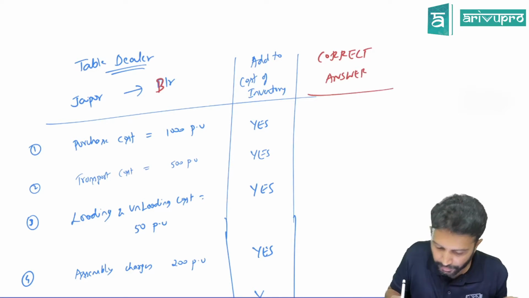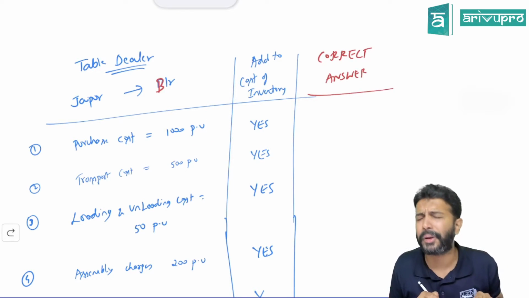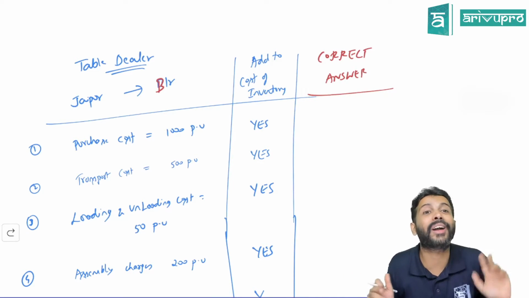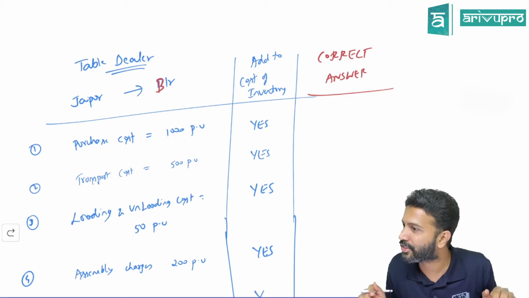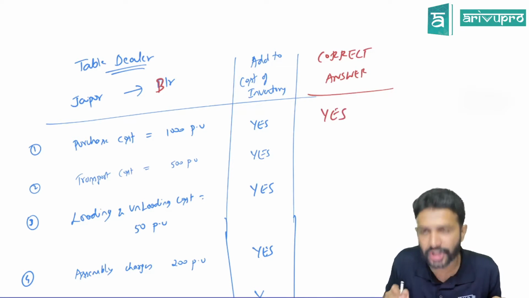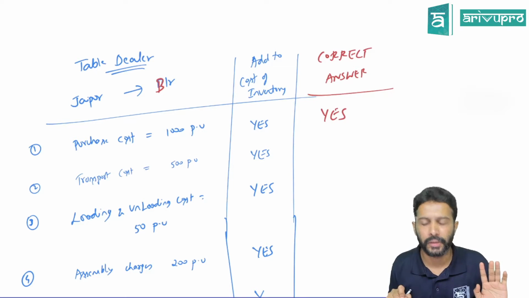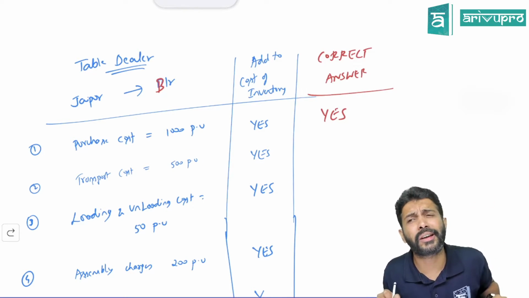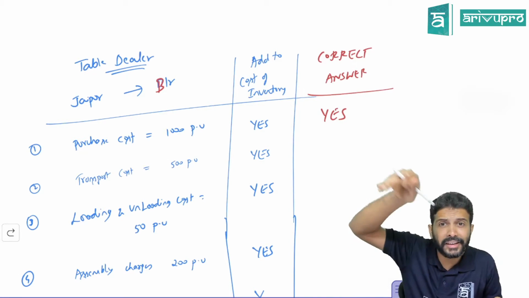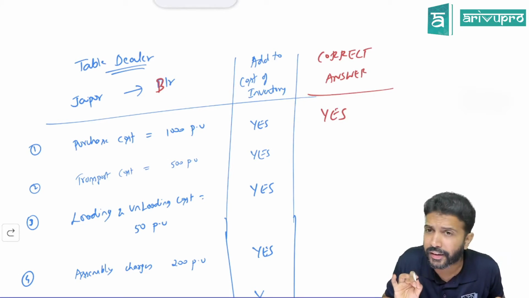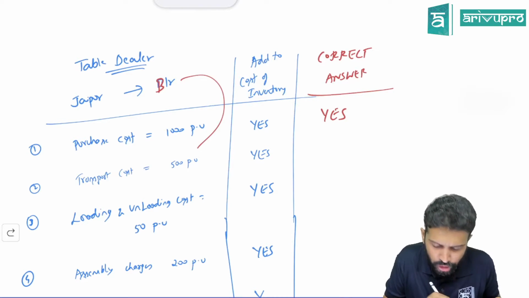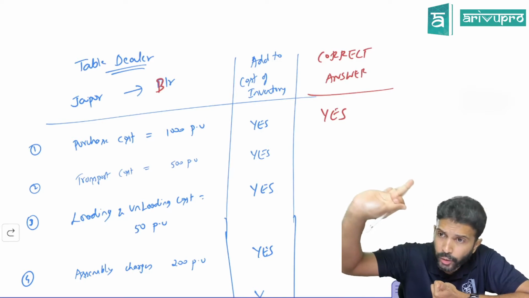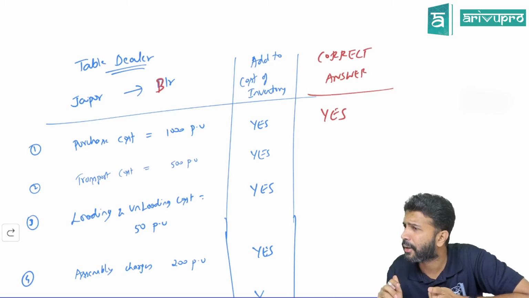Let's decode it one by one. Purchase cost. Sir, can you add purchase cost to the cost of inventory? If purchase cost is excluded, what else remains? So can you add purchase cost? Yes, this you can add. People okay? Transportation cost. Sir, why is transportation cost incurred? To bring the inventory into my Bangalore factory, correct? Is this cost necessary to bring the goods to my Bangalore factory? Yes, that means this is necessary to bring the goods to the present location. So can you add it up?